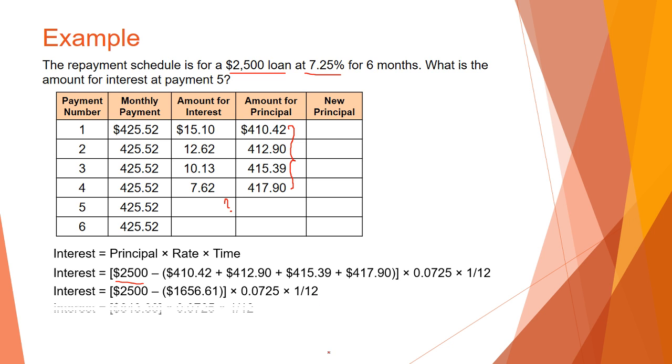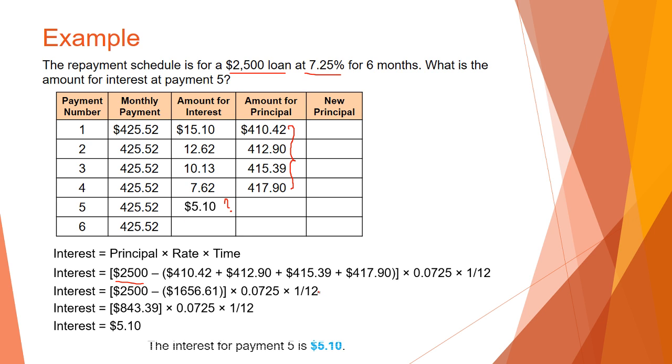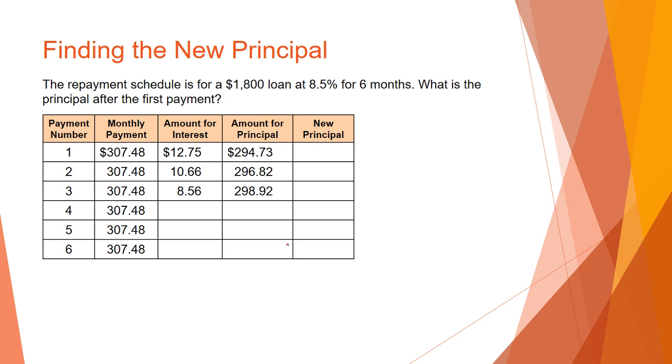Alright, multiply. We get $843.39 times 0.0725 times 1 over 12, giving us $5.10. So that's where it goes in that box. Alright, so that was finding interest. Now, we're going to do the principal. You already know how to do that because we were doing it earlier. What is the principal after the first payment?